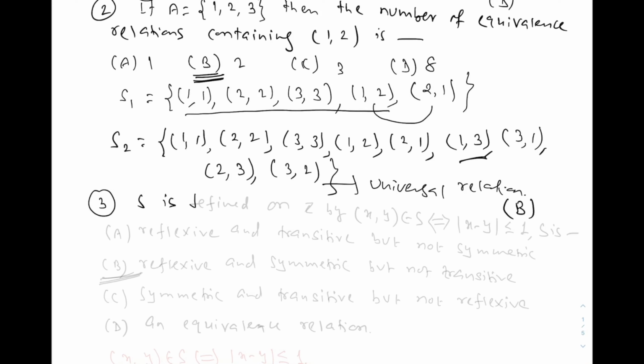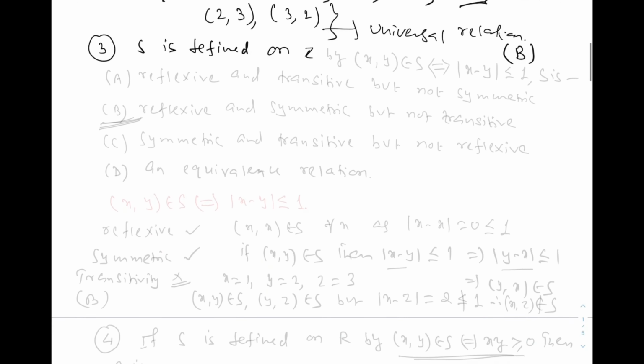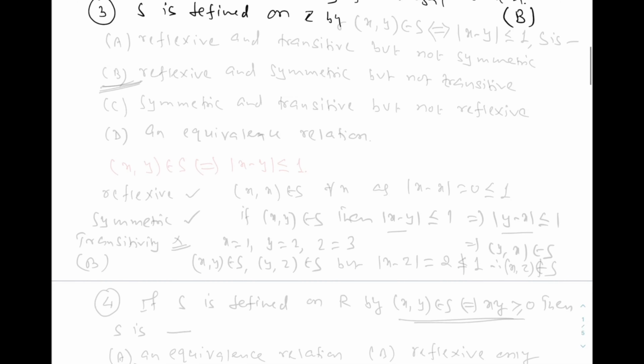S is defined on Z by (x,y) belongs to S double implies modulus of x minus y is less than or equal to 1. The question is, S is blank.